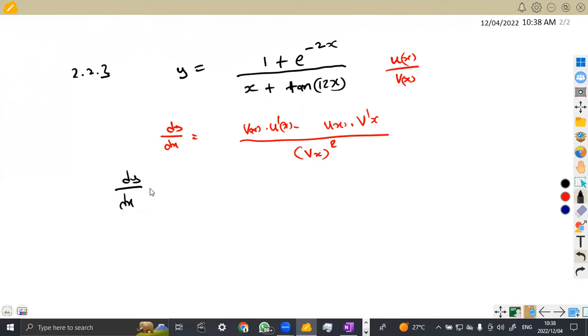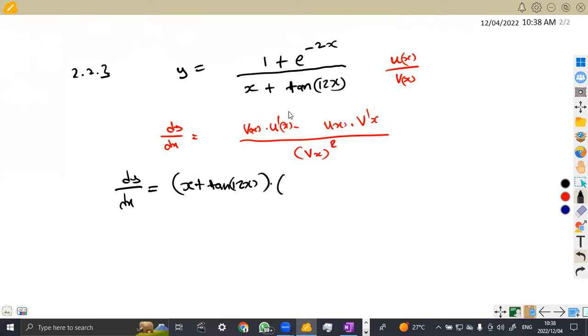dy dx is equivalent to v of x, that is the denominator here, x plus tan 12x, which is going to repeat as it is, all right, times the derivative of the numerator here, which is u of x.